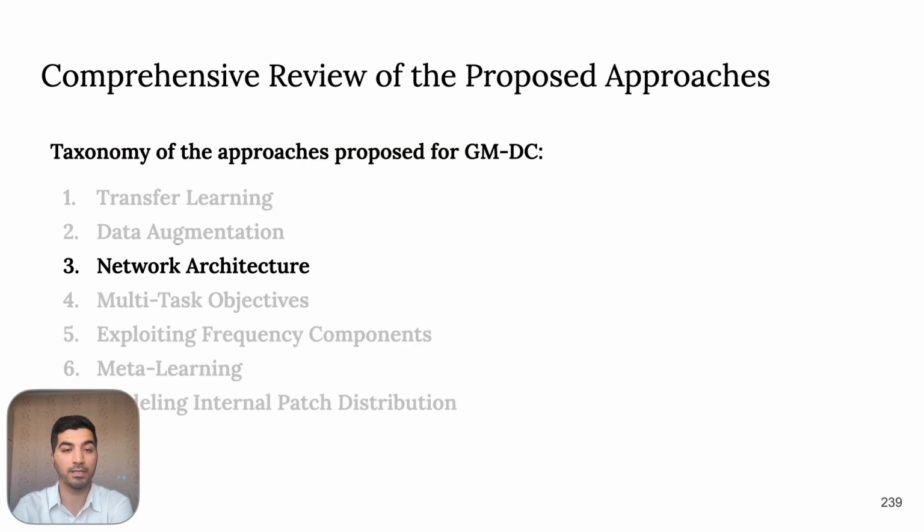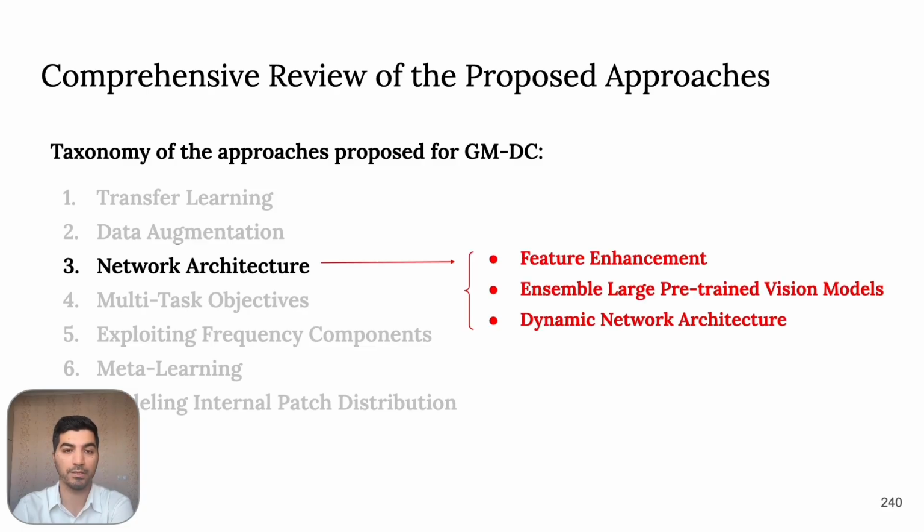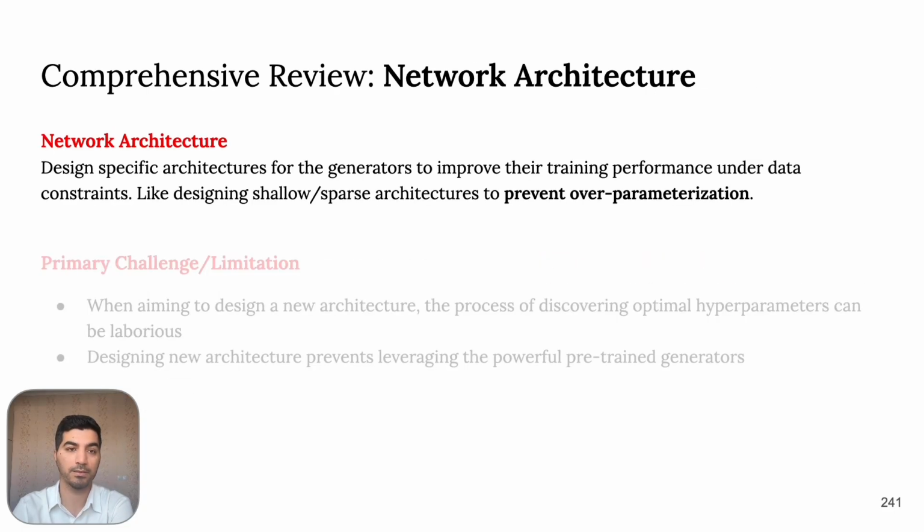Next category is network architecture, which itself has three subcategories. In this category, the approaches usually design specific architectures for the generators to improve their training performance under data constraints, like designing shallow or sparse architectures to prevent overparameterization and then prevent overfitting.